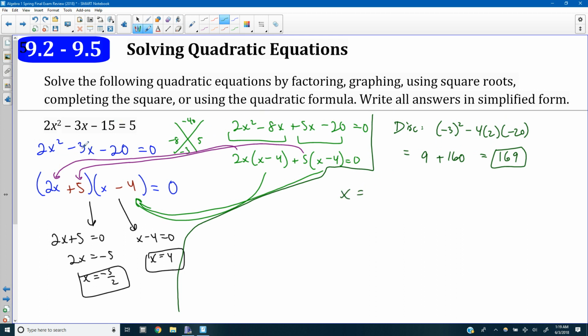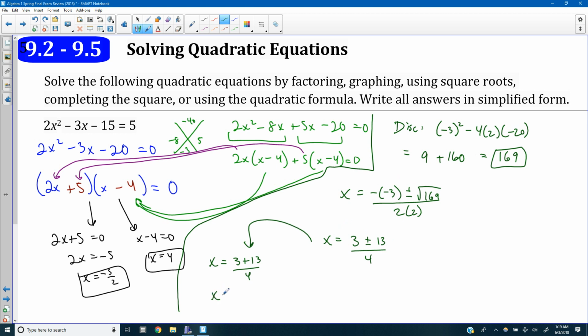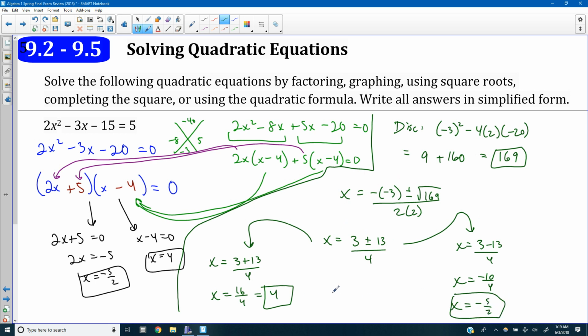So when I do negative b plus or minus the square root of b squared minus 4ac all over 2a, I will be getting plus or minus 13 right here, all over 4. So here we go. x can either equal 3 plus 13 over 4, which is 16 over 4, which is 4, or I can get 3 minus 13 over 4, which is negative 10 over 4, which reduces to negative 5 over 2. And there are my two answers right there.